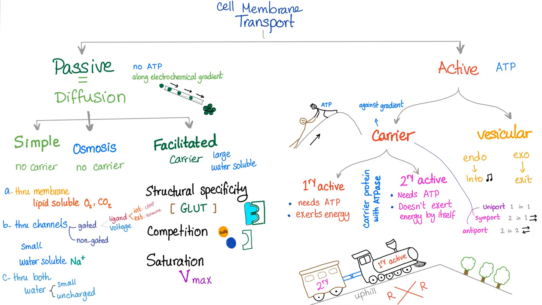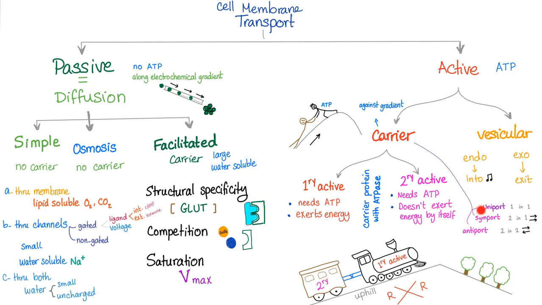Active transport needs ATP, either carrier active transport or vesicular transport. The carrier can be primary active, when you exert energy, when you consume ATP by yourself. Or it can be secondary active. You need energy, but you don't exert energy by yourself. You depend on the primary active to supply the ATP. A great example is the train: primary active, secondary active, and here is the carrier protein with ATPase activity to break down the ATP into ADP and phosphate to release energy.